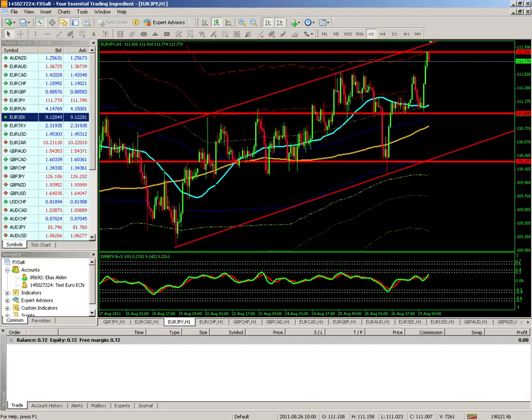So that'll basically give you a better picture of how you're trading and pretty much the three-dimensional view of the trading. That's pretty much it.